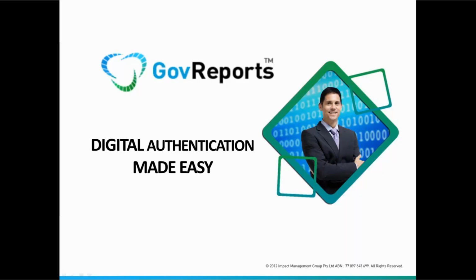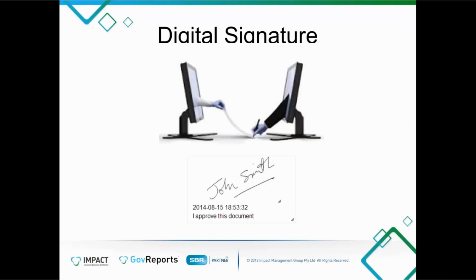So okay, let's explore GovReports Digital Authentication. So what is it? Digital signature can also mean electronic signature through emails, but digital authentication refers to the process of obtaining the identities and approval electronically. So it means it's online. GovReports Digital Authentication was initially launched about 6 years ago and is popularly used by agents to get digitally signed approval for BAS, tax returns, and other compliance reports.